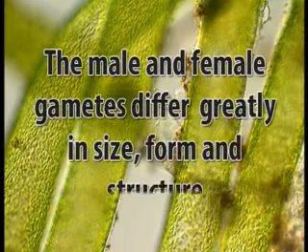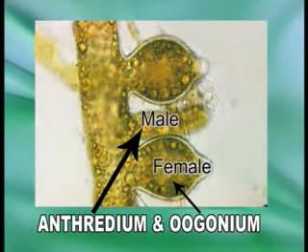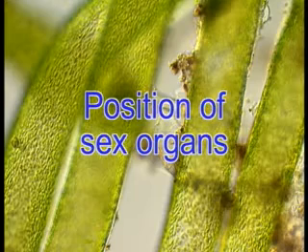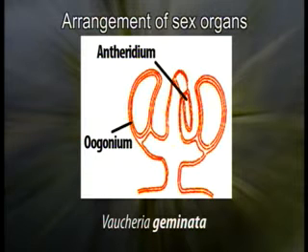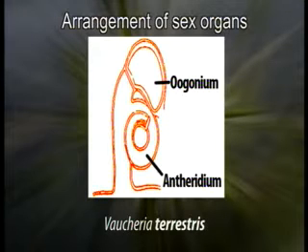The male and female gametes differ greatly in size, form and structure. They are produced in distinct and specialized sex organs. The male sex organ is called antheridium and the female sex organ is oogonium. Position of sex organs. In the monoecious or homothallic species, the antheridia and oogonia usually occur close to one another at intervals along the same filament, arising as lateral outgrowths. There is a great variation in the arrangement of sex organs in the different species or even different individuals of the same species.